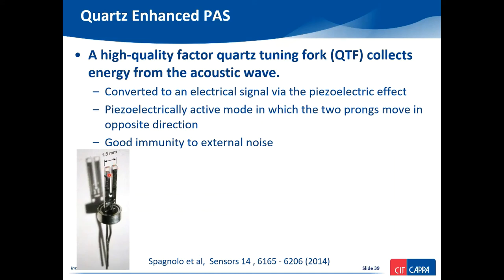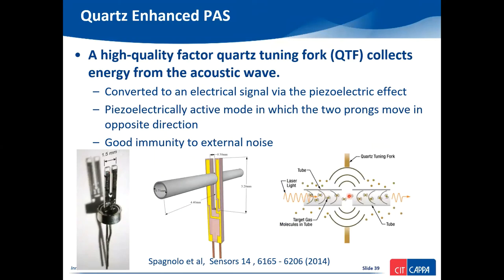This technique has a couple of important advantages. It's very immune to external noise, because if there's an external acoustic wave, it will tend to bend the forks in the same direction and does not excite a piezoelectric active mode. It's only the absorption that occurs in between the two prongs, which you can probably see schematically on the right here, that will generate the voltage. In this technique, two tubes are added to the system to help create an acoustic resonator and maximize the effect. So the laser light is focused through the tubes in between the two prongs to excite the gas in question.